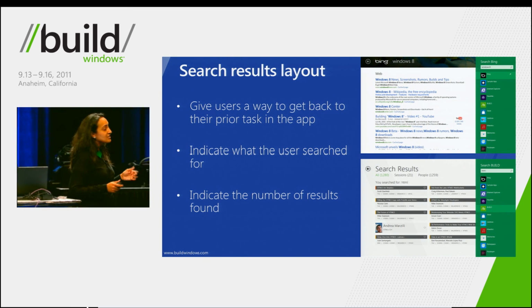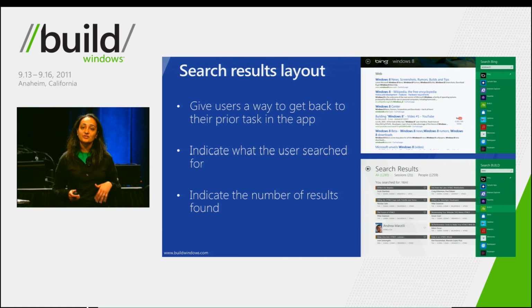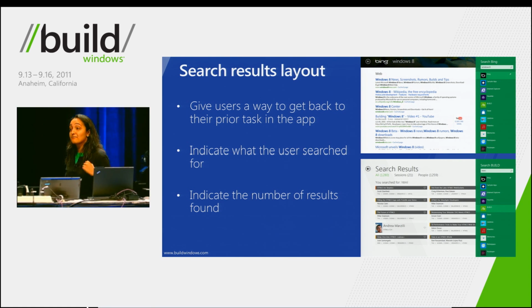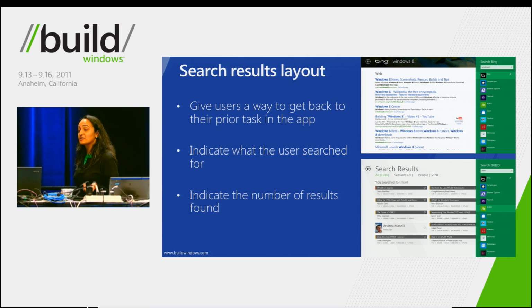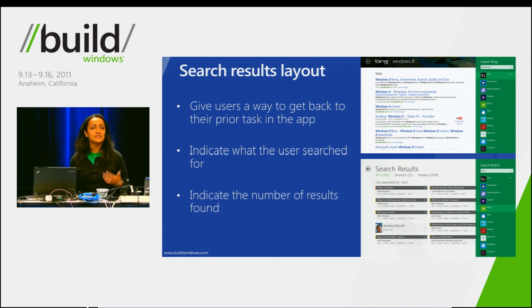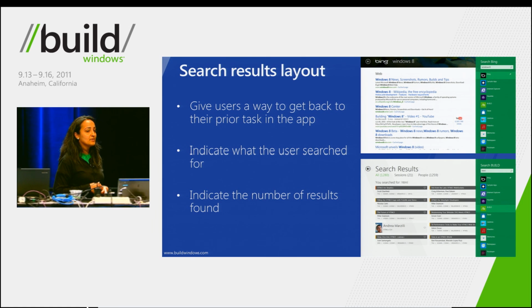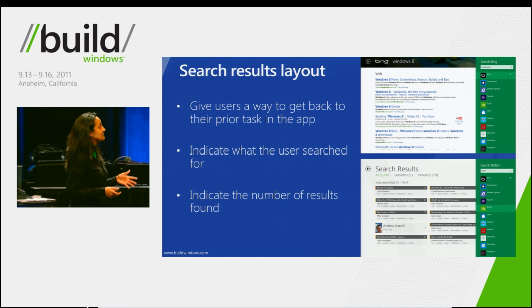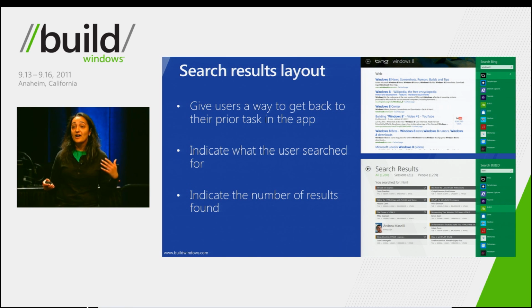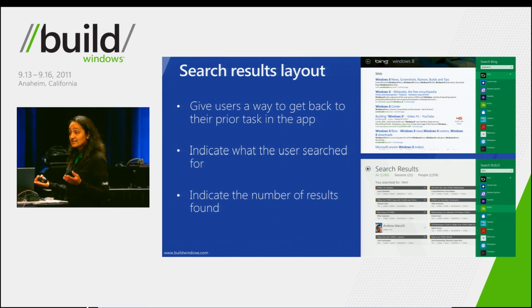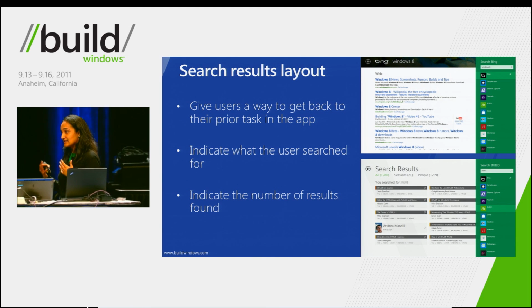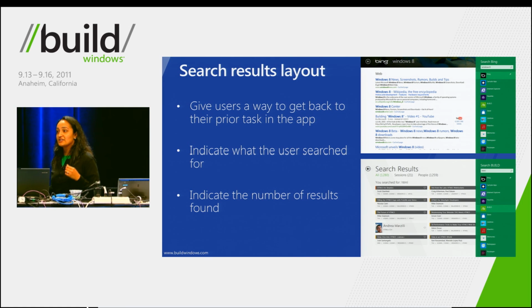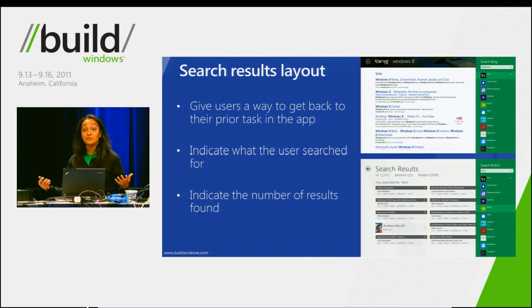When you show your search results view, give users a way to get back to what they were doing. The template already does this for us. You'll notice the template inserted a back button. That's a great way to get the user back to what they were doing. But if you need to save state or save data, make sure you do that. You also want to indicate what the user searched for in the search results view itself. In both of these cases, the template already provided "results for" and the query text, because it's a good way to give them context. Indicate the number of results you have, too. It's a nice additional bit of information so the user knows how much information they're going to have to sift through.